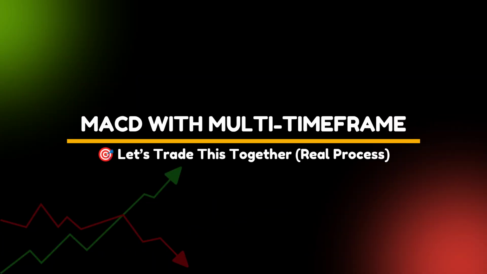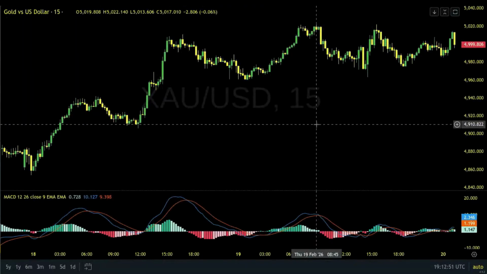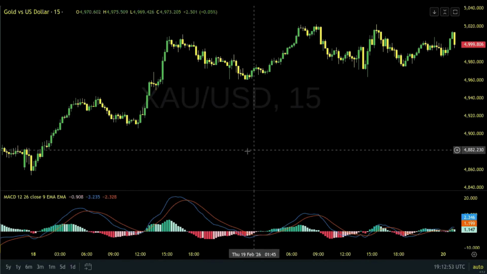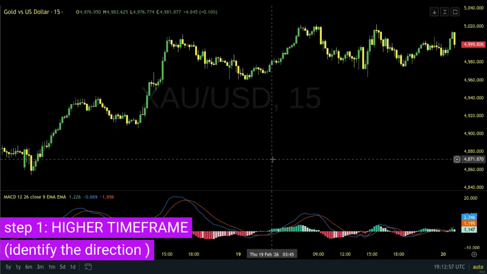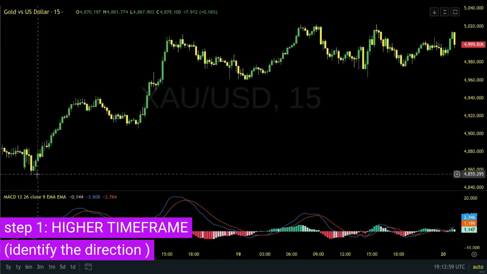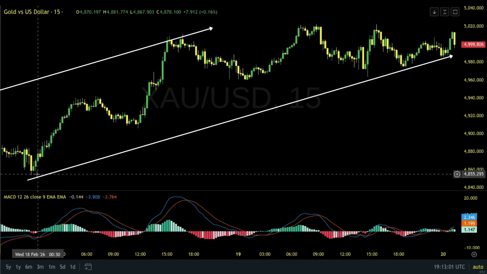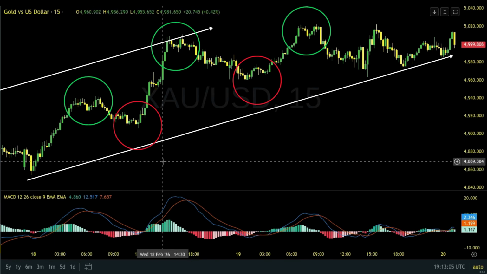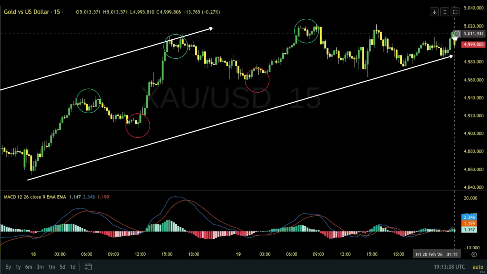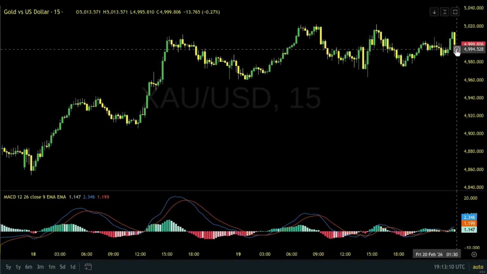MACD with multi-timeframe. My friend, let's not guess. Let's read the market step by step. Step 1, higher timeframe, identify the direction. First, we look at the bigger picture in the 15-minute or 1-hour chart. See this, higher highs, higher lows. This means the market is bullish. We don't take random trades, we follow direction.